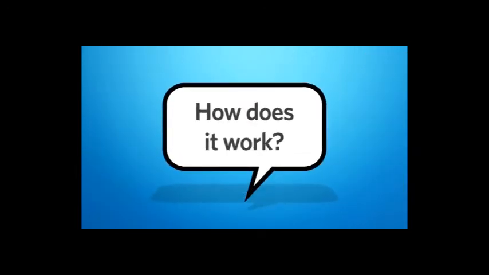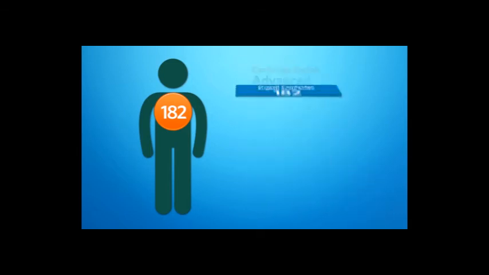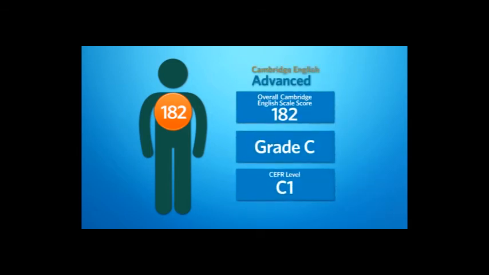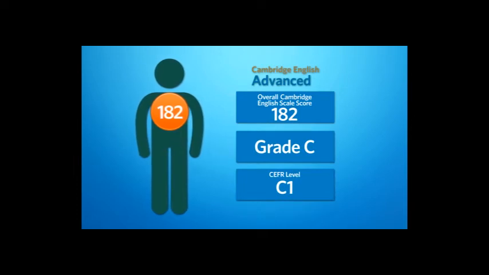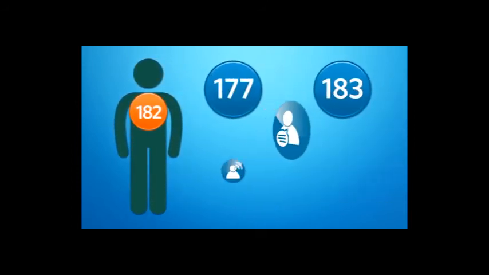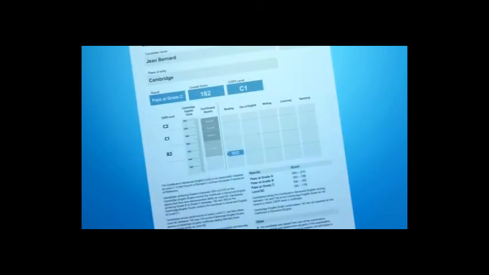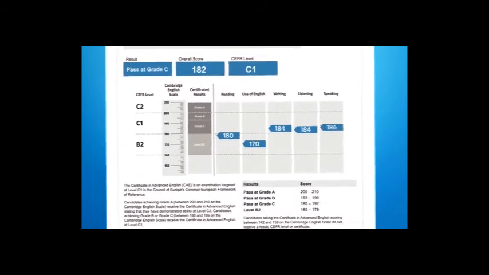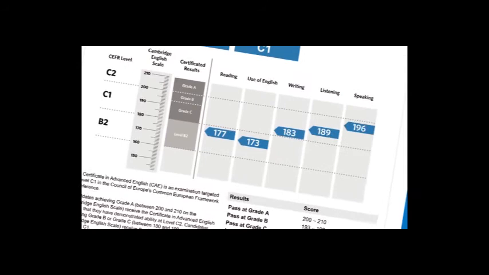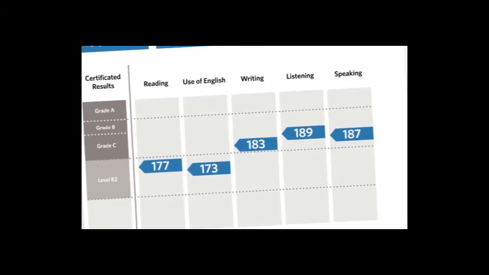How does it work? Scores on the Cambridge English Scale replace the standardised score and the candidate profile. Candidates receive an overall score on the Cambridge English Scale, which determines the grade and CEFR level they obtain. Candidates also receive scores for each language skill they are tested on: reading, writing, speaking and listening, and use of English. Looking at the new statement of results, you can see what the candidate has achieved in each of the different skills, and how their performance in one skill compares to performance in another.